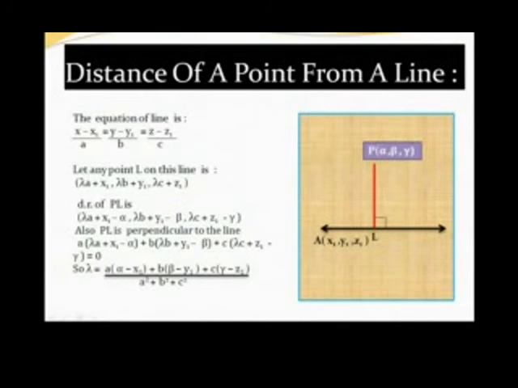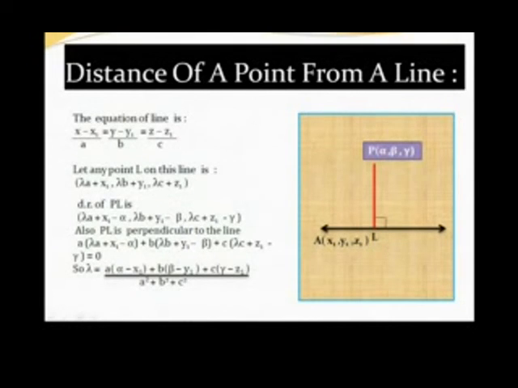Now also we see that PL is perpendicular to this line. Also the direction ratios of PL would be lambda times a plus x1 minus alpha, lambda times b plus y1 minus beta and lambda times c plus z1 minus gamma. So these are the direction ratios of this line segment PL. Also PL is perpendicular to this line. So a1 a2 plus b1 b2 plus c1 c2 is equal to 0, and hence a times (lambda a plus x1 minus alpha) plus b times (lambda b plus y1 minus beta) plus c times (lambda c plus z1 minus gamma) is equal to 0.